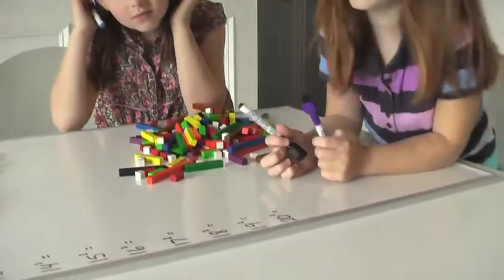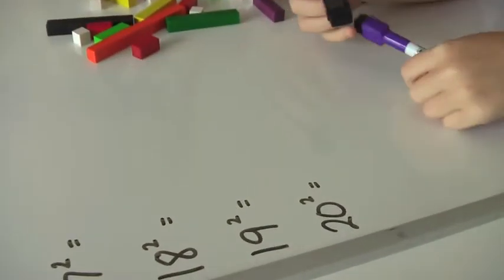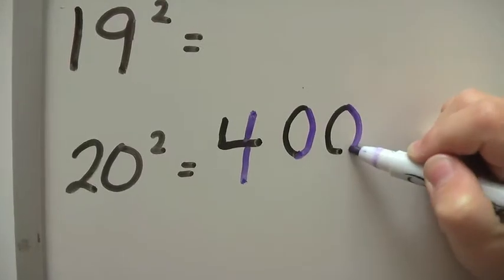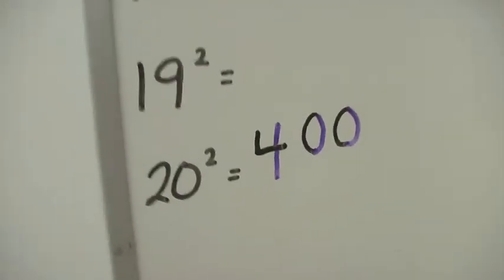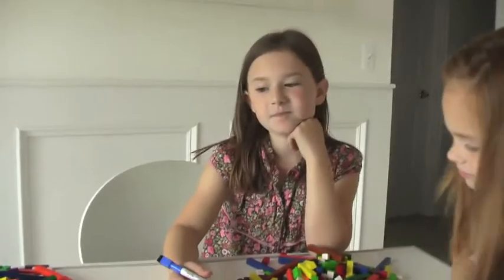20 squared. 20 squared, do you already know it? Yeah. Okay, go ahead, write it down. All right, so 20 squared is 400. That's Zoe, which one do you want to do? 11 squared. 11 squared.